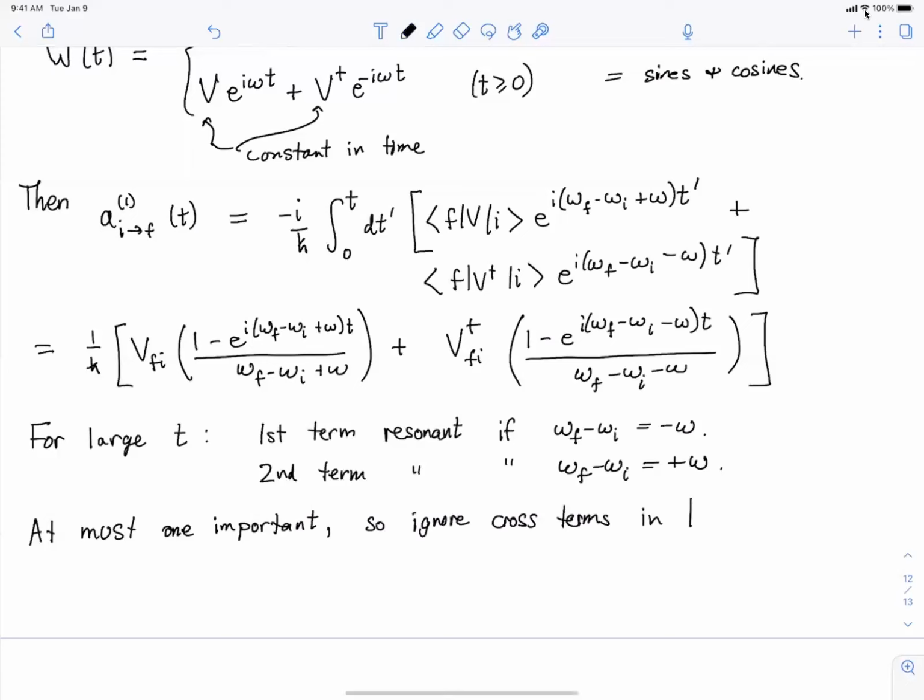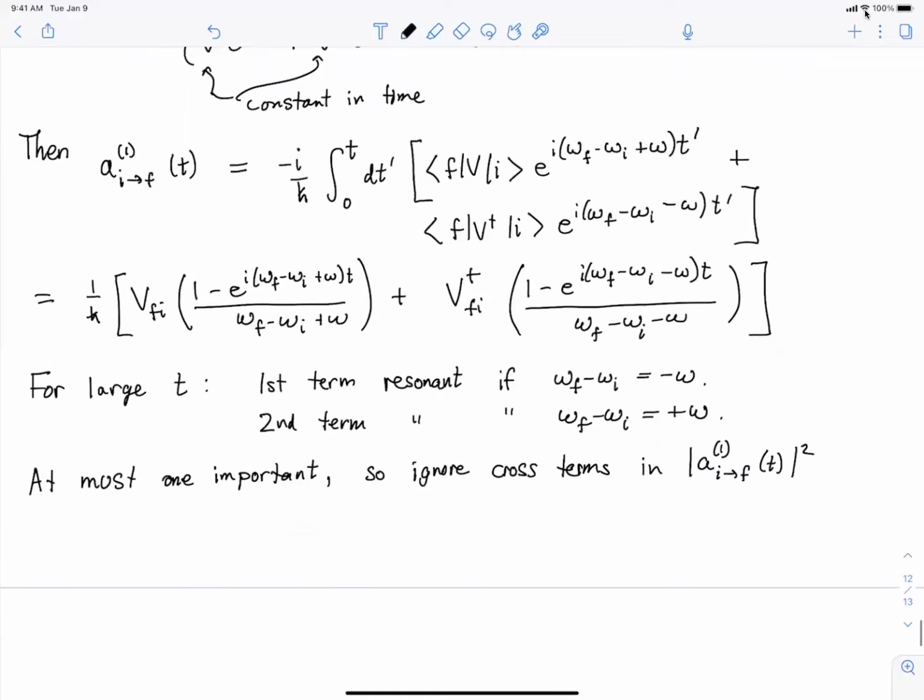I'm sorry. Normally in quantum mechanics, you're not allowed to ignore cross terms when you square amplitudes. But in this case, we can get away with it. And the reason we can get away with it is because we're imagining waiting for a long time. For a long time, we get a delta function. The delta function is telling us that two terms cannot both be non-zero.